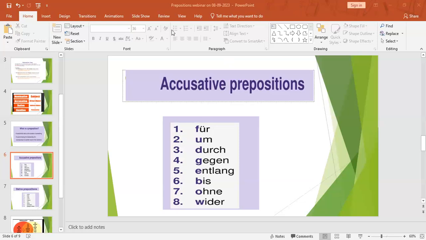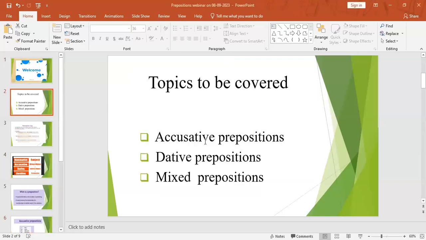So three types of prepositions we are going to see: accusative prepositions, dative prepositions, and mixed prepositions. What is the meaning of mixed prepositions? In some situations it will act as dative, in some situations as accusative. When we talk about the action, we have to use accusative. When we talk about the position of a person or noun, and a noun can be a thing or a person, we have to use dative. That's called a mixed preposition, or a two-way preposition.